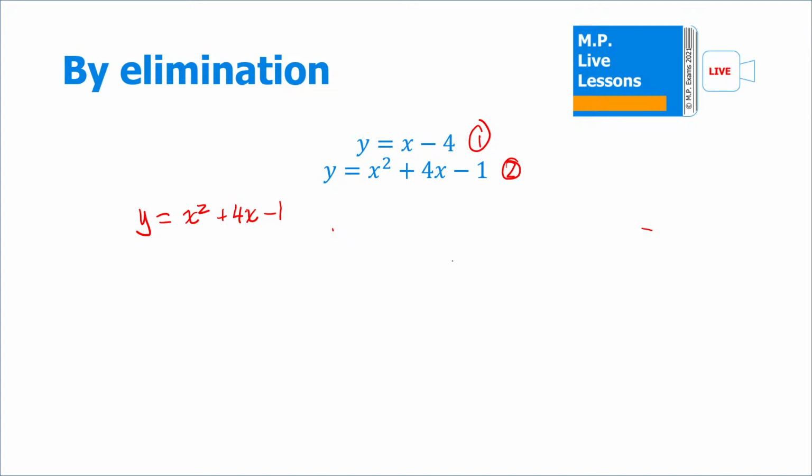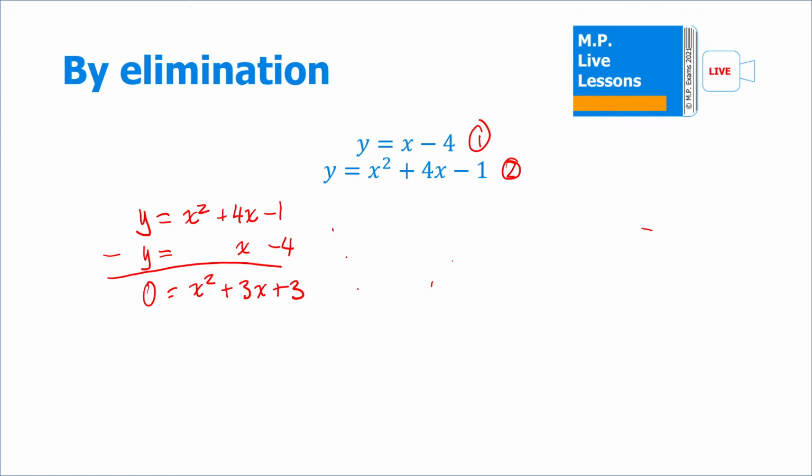If we take the second minus the first, y minus y just gets us 0. X squared take nothing is just x squared. 4x take away x is just 3x. And then negative 1 take negative 4, so we're adding 4 actually. That gets us plus 3.